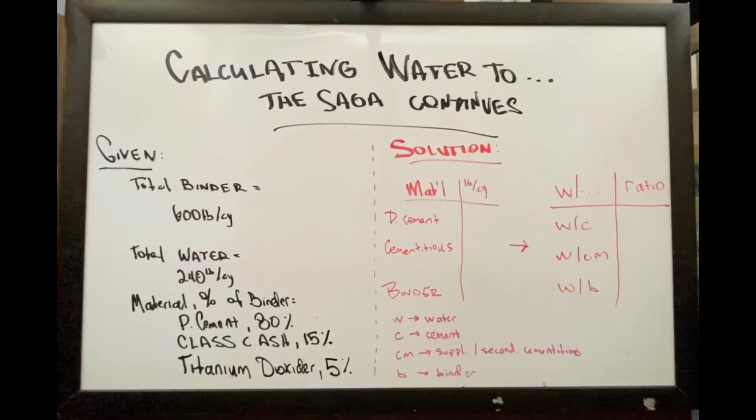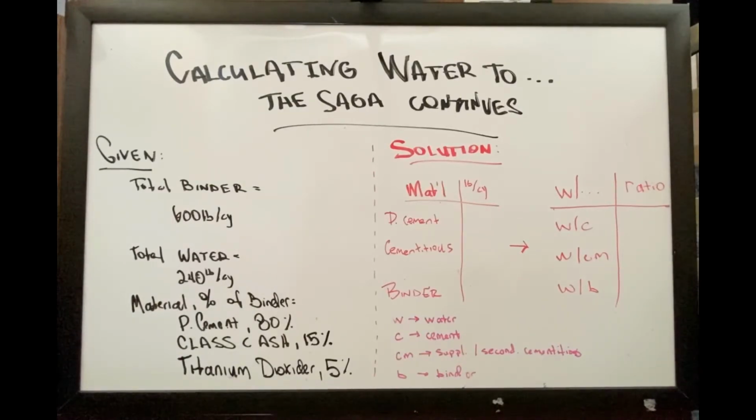So our total binder here is 600 pounds per cubic yard. Our total water is 240 pounds per cubic yard. Our materials, the percents that make up the binder: 80% of the binder is Portland cement, 15% is the Class C ash, and 5% is the titanium dioxide.